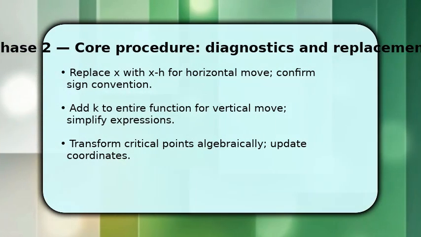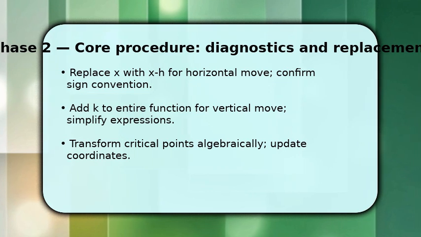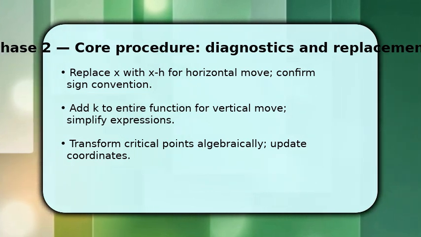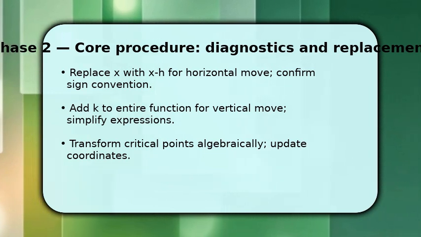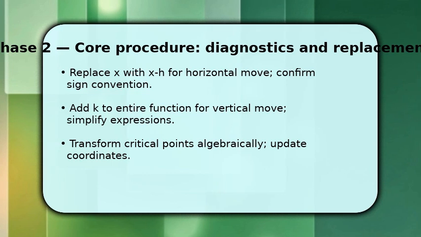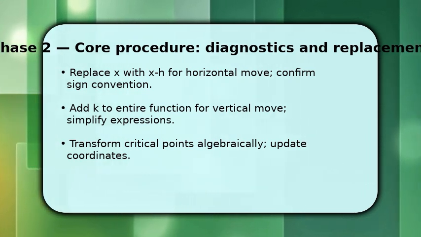Now you carry out each algebraic substitution with care. Replace x by x−h to move horizontally. Remember the sign, f(x−3) shifts right 3. Then add k to move vertically. f(x) + 2 raises it by 2. Make sure to simplify algebraic results so you can evaluate quickly.